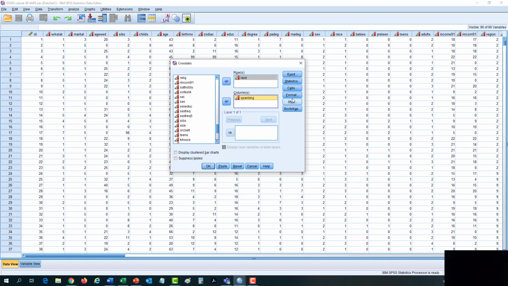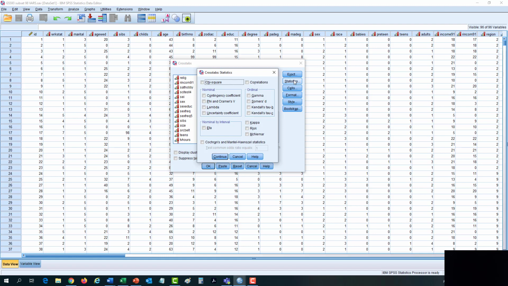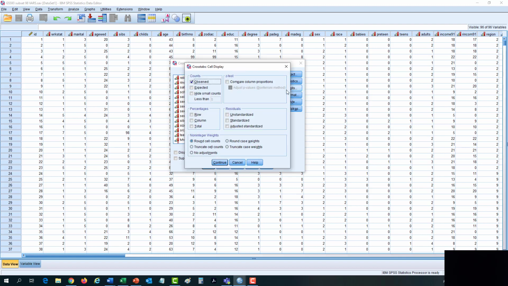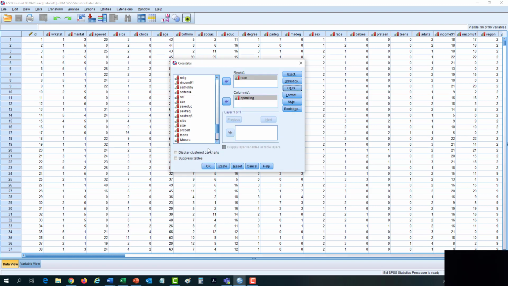So here are all the buttons, and I'm going to click the statistics button. And like I guessed, the chi-square is in the upper left. So I'm going to click that and click continue. And right underneath that is the cells button. If I click that, remember on the left-hand side, about right in the middle, it says percentages, and you want to click row and then click continue. Bing! And then you're ready to roll. So you can just click OK.